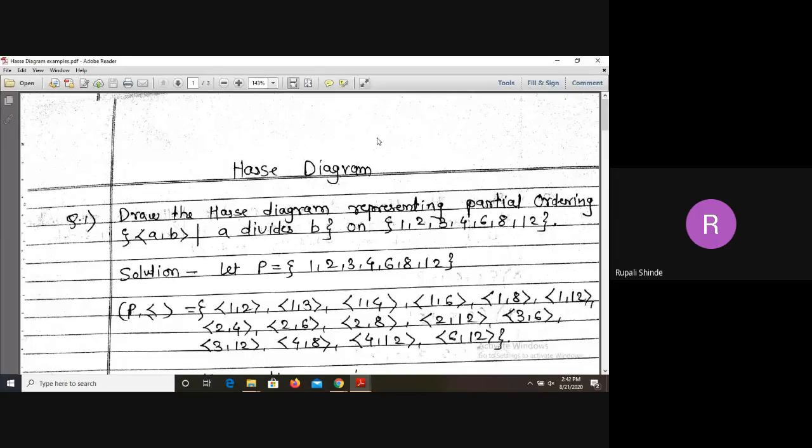Consider question number 1. Draw the Hasse diagram representing the partial ordering set consisting of ordered pairs A, B such that A divides B on this given set, which consists of elements 1, 2, 3, 4, 6, 8 and 12. So this is the given set and the relation is the divides relation. So try for this example, and send that Hasse diagram on WhatsApp.